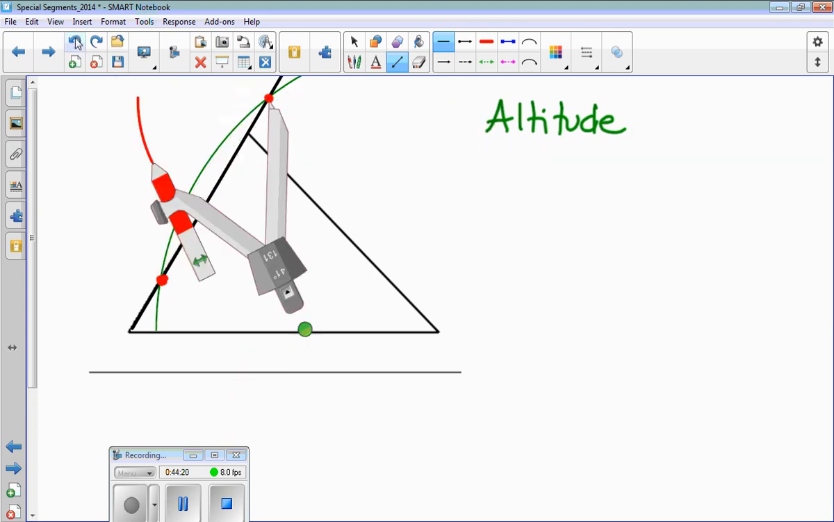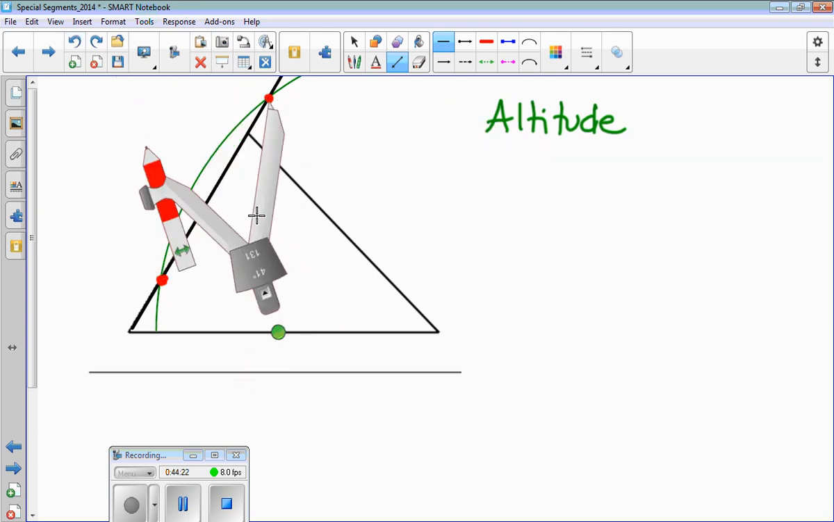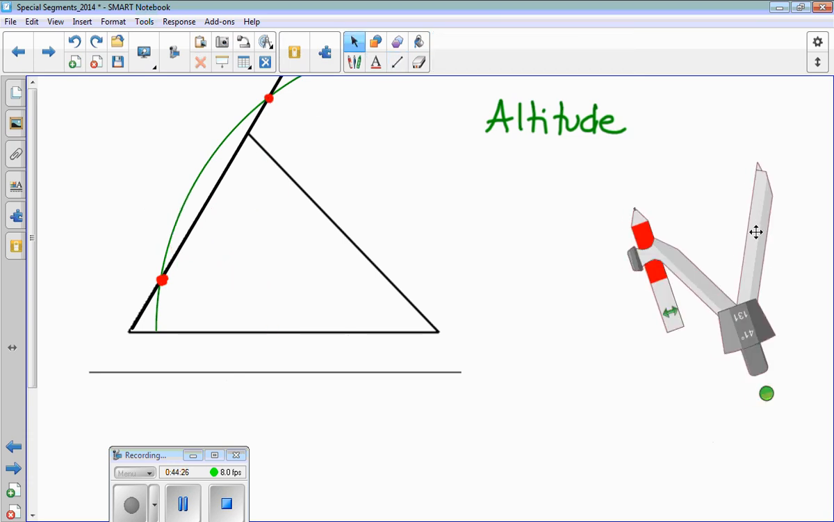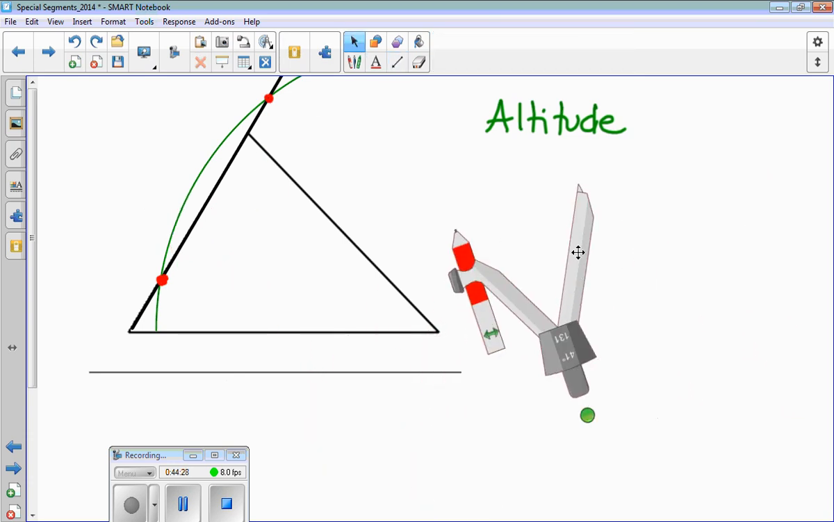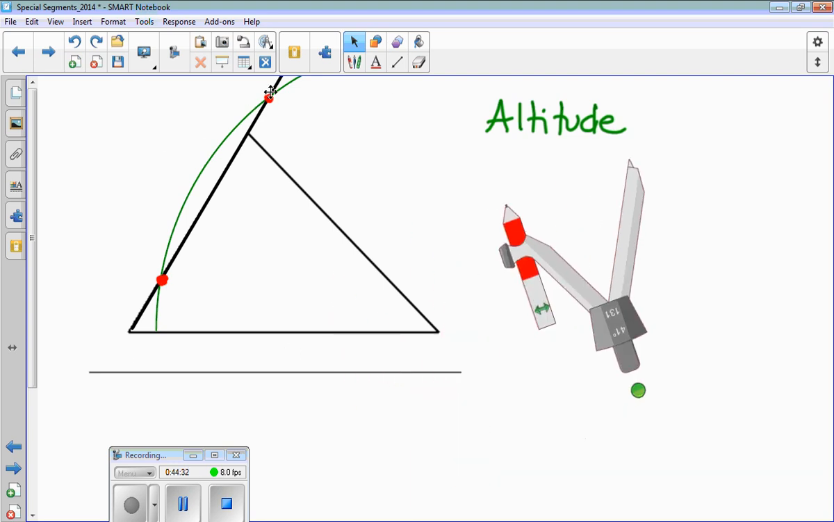Yes, because you have to find the point of concurrency. Is everyone okay with this part where I just made the arc? No? Okay. What I need to do is, because I have to create a perpendicular to this side, I'm passing through this point right here. So I'm going to create this arc down here.